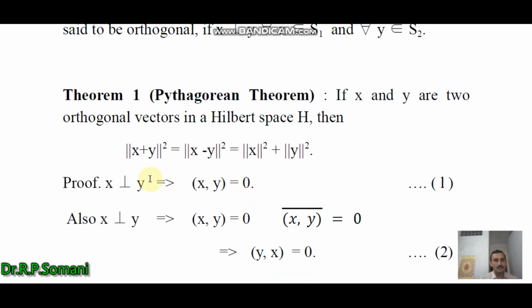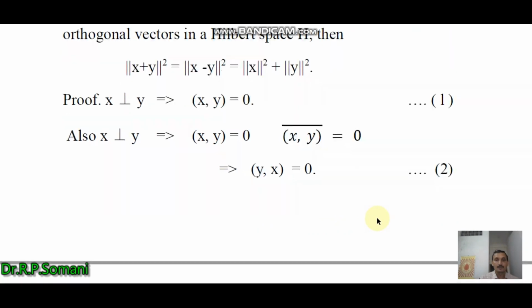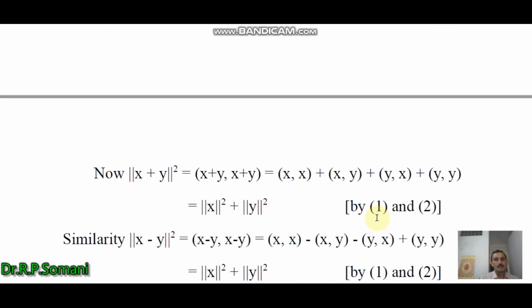We have given here that x is orthogonal to y, therefore the inner product <x, y> equals 0, and also <x, y> = 0 implies the conjugate is 0, that is <y, x> equals 0. We denote this by equation number 2. So if x and y are orthogonal, then we have <x, y> equal to 0 and <y, x> equal to 0. As we have seen earlier, this is the symmetric property.